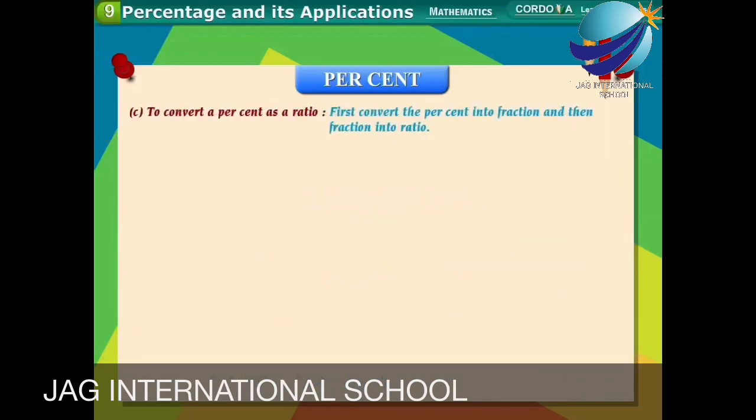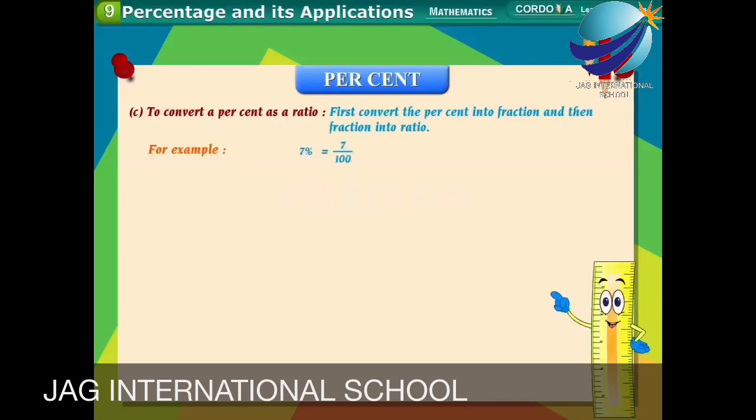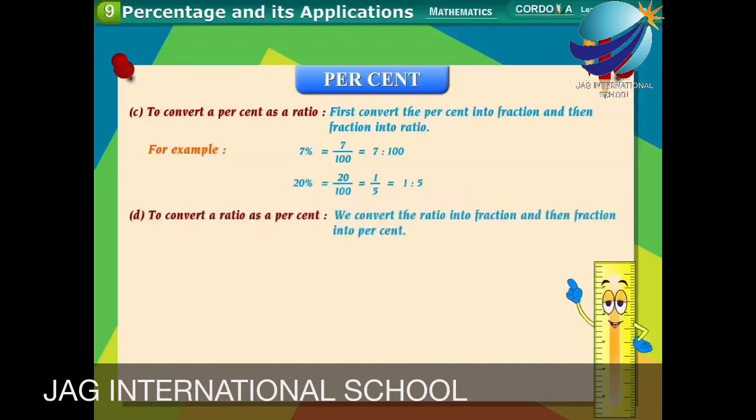To convert a percent into a ratio, first, convert the percent into fraction and then fraction into ratio. For example, 7% is equal to 7 upon 100, which is equal to 7 is to 100. 20% is equal to 20 upon 100, which is equal to 1 upon 5, which is equal to 1 is to 5.